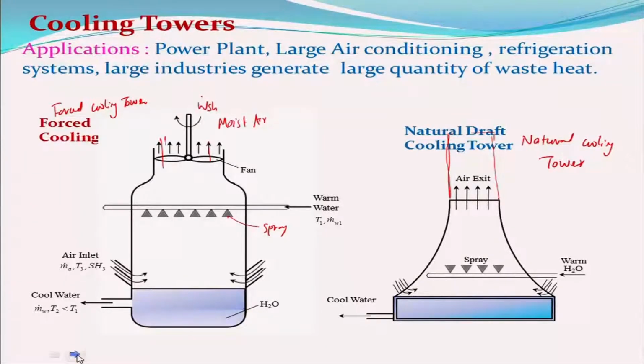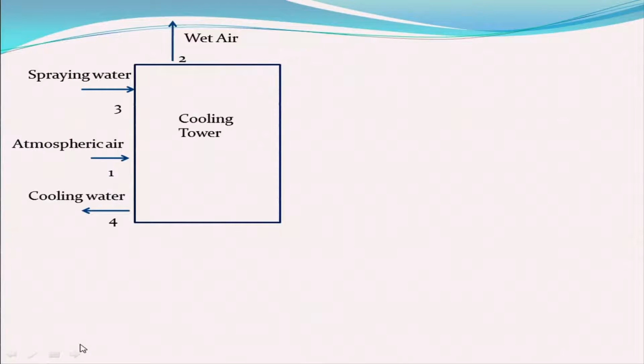So as I told, this is a forced cooling tower, and we can think of using basically two things. One is atmospheric air entering, and the wet air going out. The spraying water is coming in warm, at a very high temperature, which we can call T3. This cooling water is collected at the end and goes out, which we are trying to model, and this is T4. So T4 is always less than T3, otherwise what is the purpose?